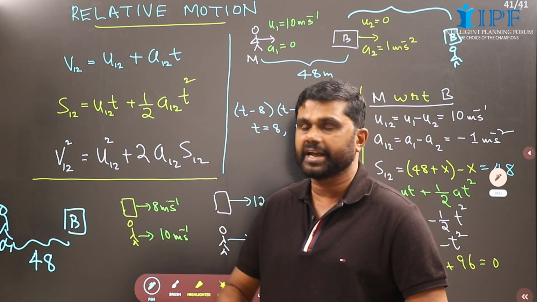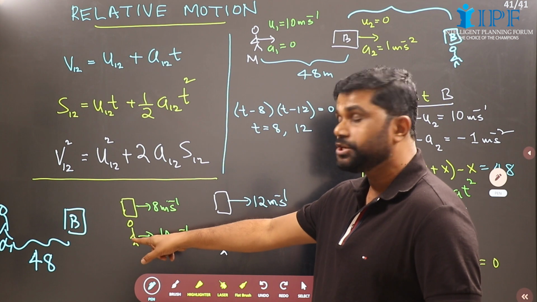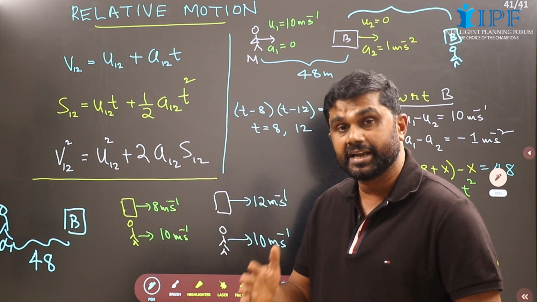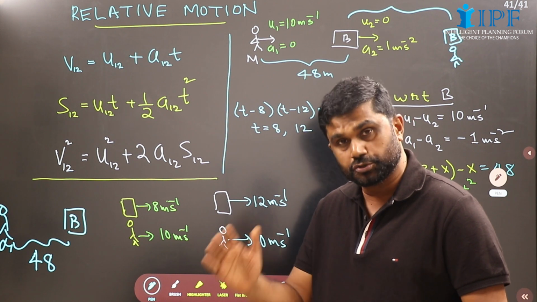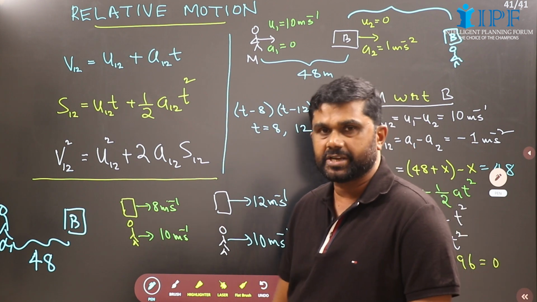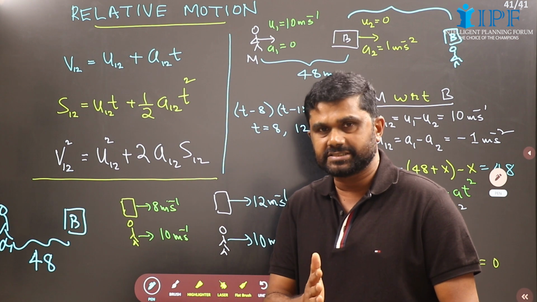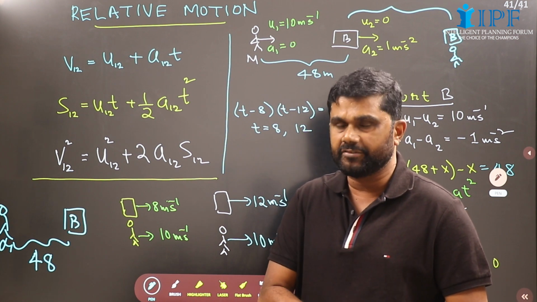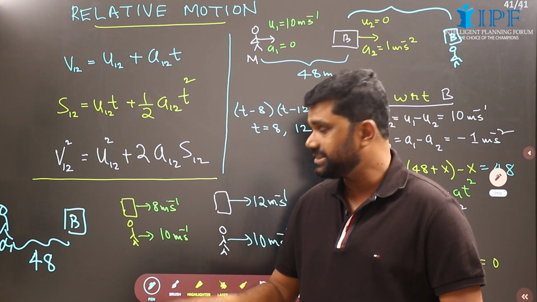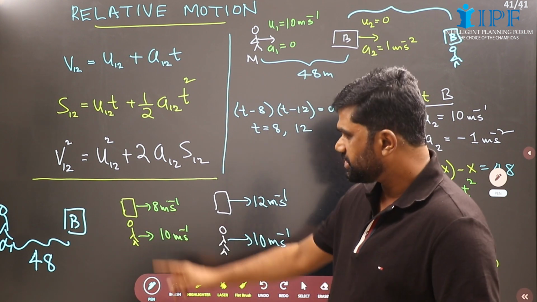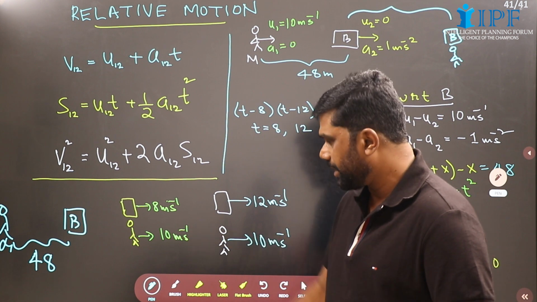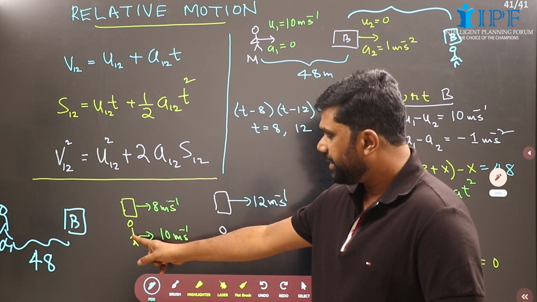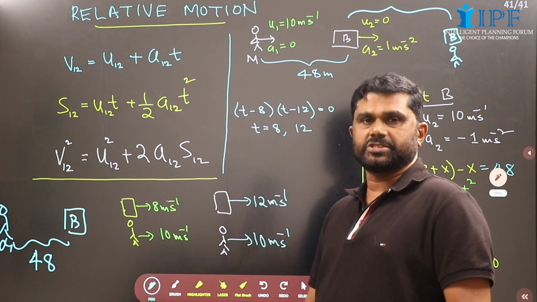When they come together after 8 seconds, the velocity of the man is 10 meter per second because he is running at a constant velocity of 10 meter per second throughout. But the bus starts from rest and moves with a constant acceleration, meaning its velocity increases by 1 meter per second in every second. So after 8 seconds when they come together, the velocity of the man will be 10 only, and the velocity of the bus will be 8 meter per second. So at that moment, the man will overtake the bus.